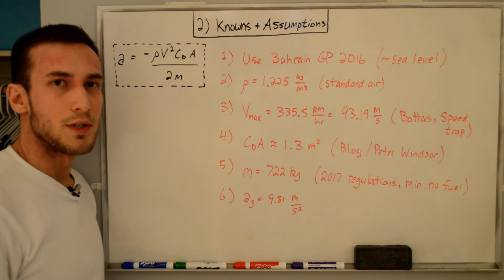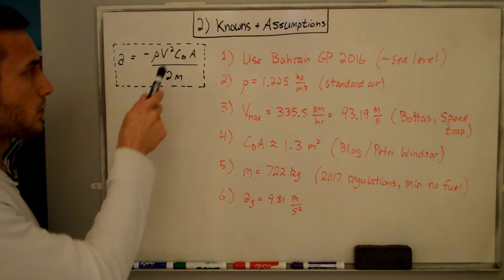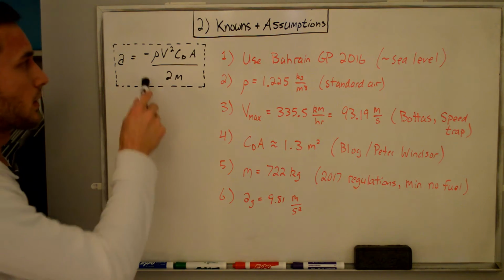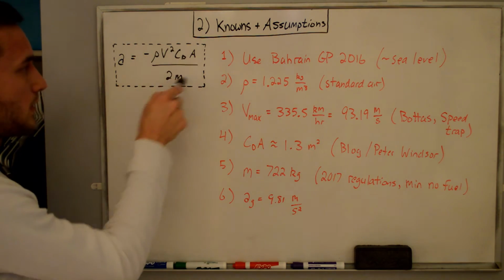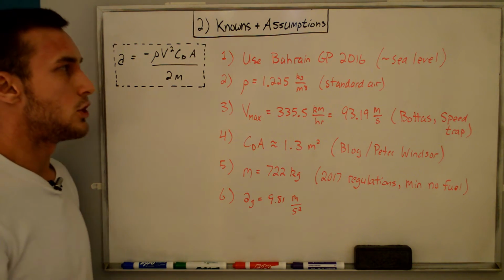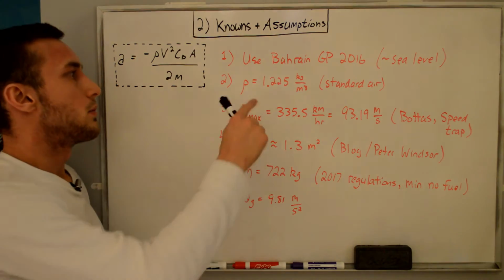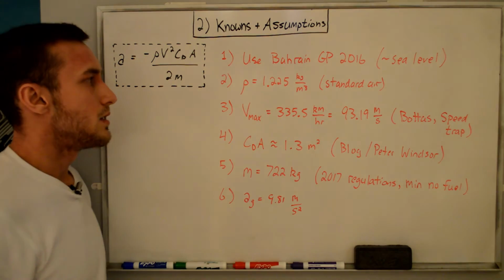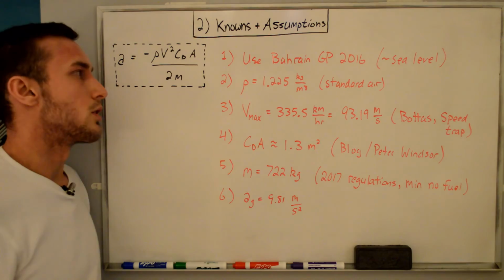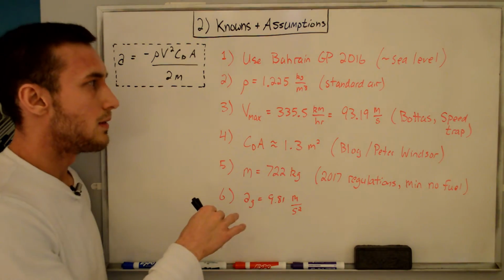Let's move on to the knowns and the assumptions. I've rewritten the equation here. A is equal to negative rho v squared CdA over 2m. So we're going to need to assume some values for all of these so we can calculate A. The first one is that I'm using the Bahrain GP 2016, because it's approximately at sea level, which comes into play here, where I'm assuming the density of air is equal to 1.225 kilograms per meter cubed, which is a standard air assumption at sea level.